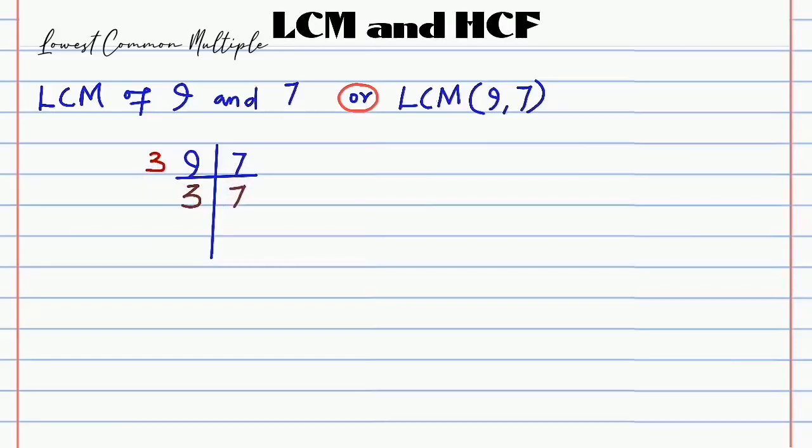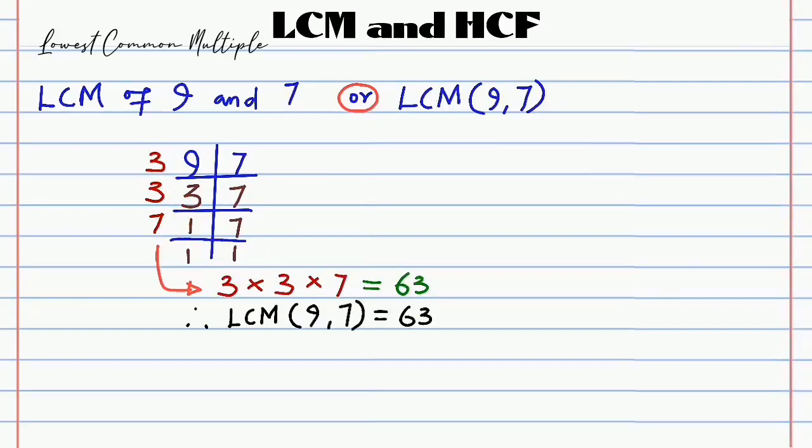And the next number we're going to use is 3. 3 divides 3 and gives us 1, and 3 cannot divide 7, the same, we're going to bring it down. Now, the next number we're going to use is 7. 7 divides 1, it can't go, so bring it down, and 7 divides 7 equals 1. So we'll just bring down the divisors and multiply them to get the LCM, which is 63.